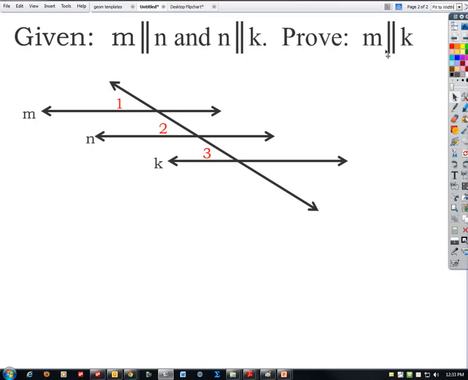Here's one of them that we're going to get. We're going to learn in section 3.5 that if I've got these three lines, M and N and K, if M is parallel to N, and N is parallel to K, then M must also be parallel to K. And that's just one of about 4 reasons we're going to get in 3.5 that we can add. And I'll show you what those are. They're on that list of reasons that I just showed you. And you'll get to practice using those a little bit.